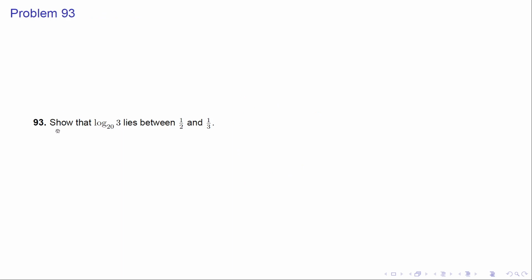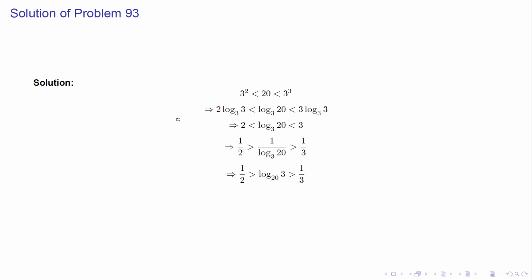Problem 93 says: show that log of 3 with base 20 lies between 1 by 2 and 1 by 3. This is just a similar kind of problem like the previous one. We can write 20 as a number lying between 3 square and 3 cube. We take log of these with base 3. So log 3 with base 3 becomes 1, and 2 is less than log of 20 with base 3 less than 3. We take the reciprocals, reverse the signs, and then we find that log of 3 with base 20 lies between 1 by 2 and 1 by 3.